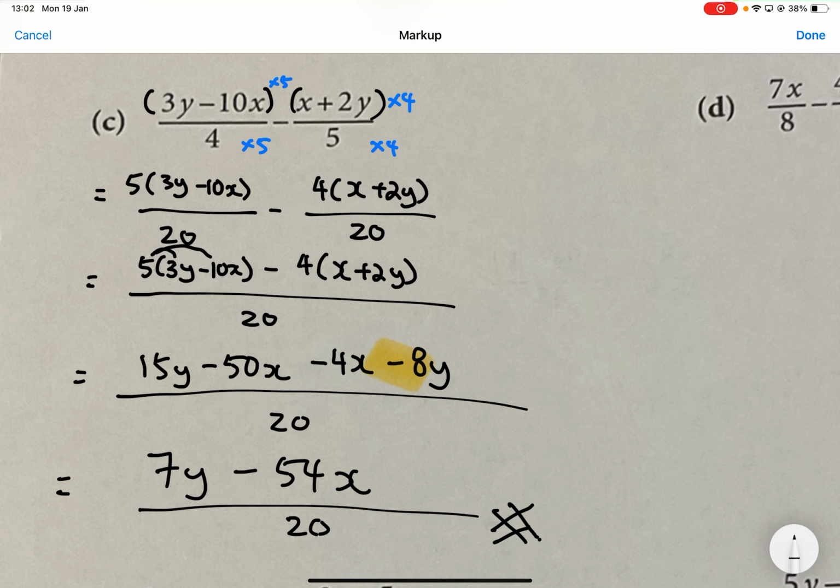Turn to do work already. B and D. Why 54? Why not? You all do B and D. This one is part C. Why? Vicky, what is your question?